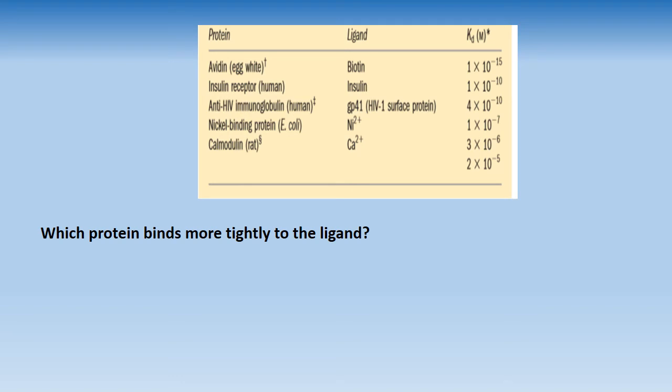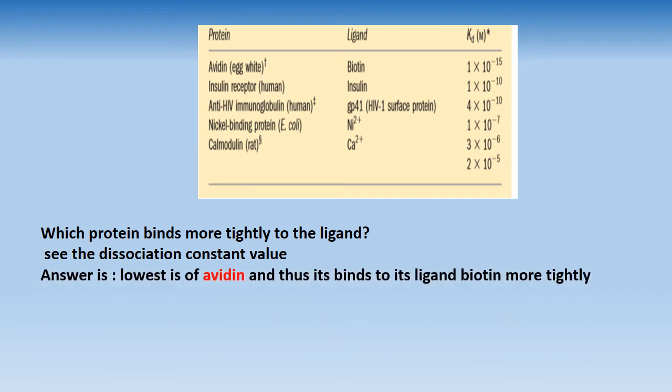Now I will ask you a simple question: which protein binds more tightly to the ligand? The answer is based on the dissociation constant value. Have you seen it? Okay, the lowest is for avidin. So avidin has the least Kd, and thus it binds the ligand biotin more tightly.